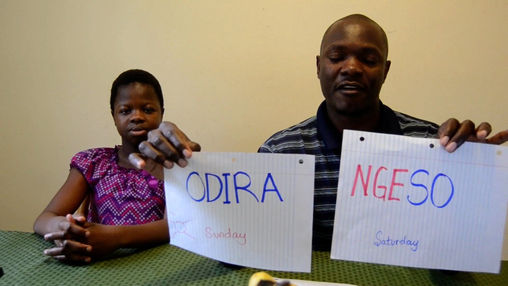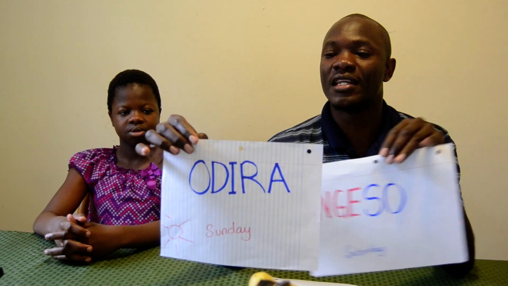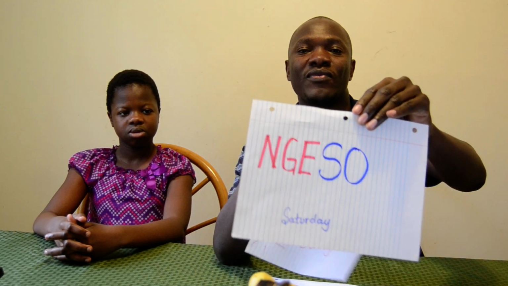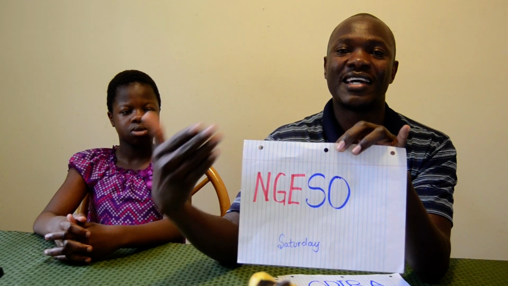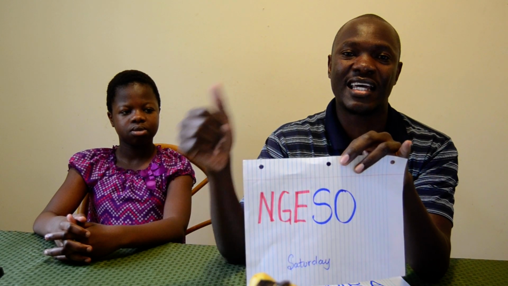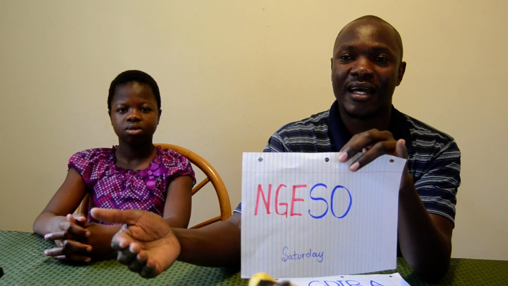And then Odira and Ngeso have history in that Ngeso is a day that people went to the market. The Luo went to the market, and Ngeso is an act that is done inside the market where they buy. I don't know how to explain this. Maybe someone who knows how to explain Ngeso can do it in the comment section.